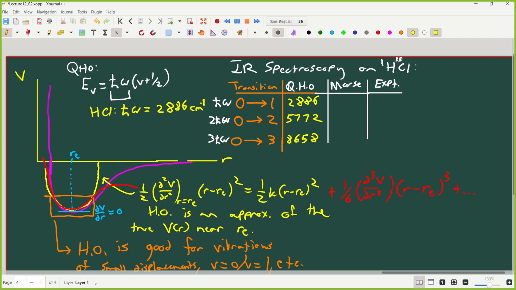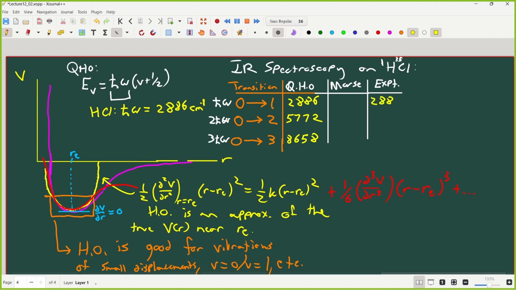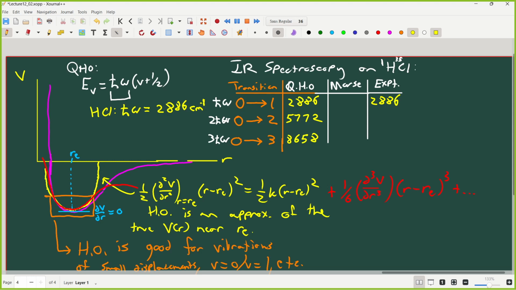Right? And now the question, of course, is what's the experiment? Let's look at the experimental numbers first before we do the Morse potential. Not surprisingly, the experiment's right on for v equals 1: 2886. That's really nice. The harmonic oscillator gets the first transition exactly right, and by and large, for most molecules and most vibrations, this is true. We'll look at v equals 1 a little more carefully this week. So v equals 1 usually is very, very accurate.